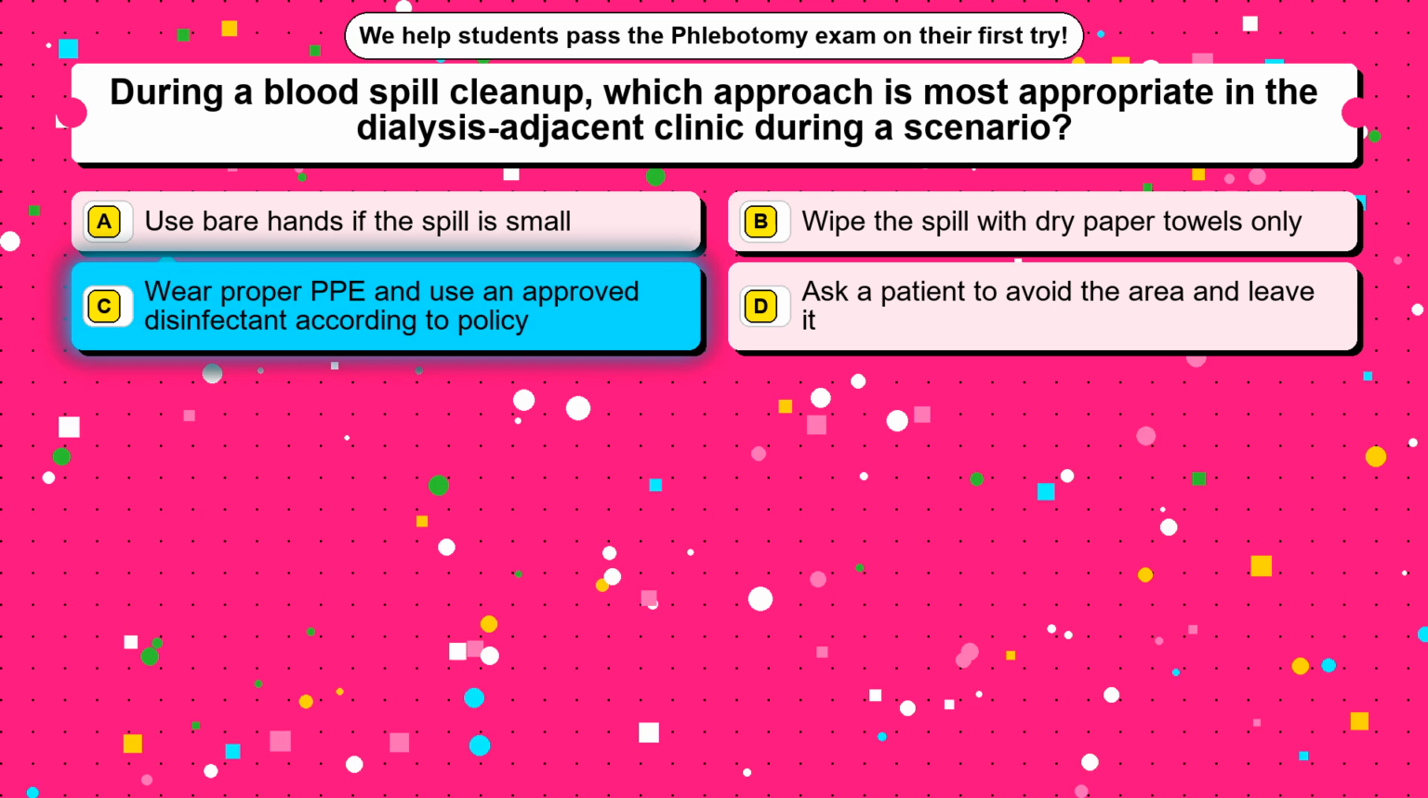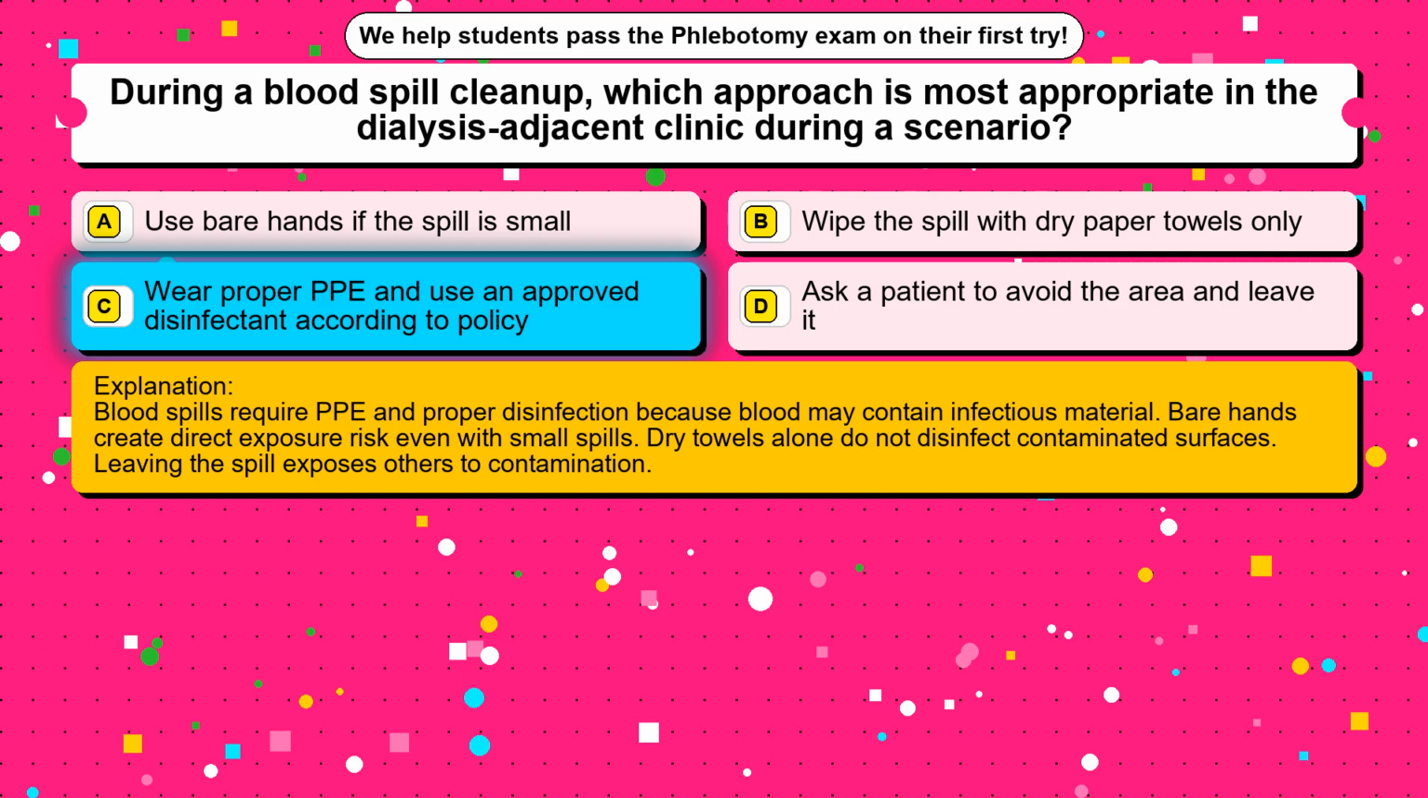Wear proper PPE and use an approved disinfectant according to policy. Blood spills require PPE and proper disinfection because blood may contain infectious material. Bare hands create direct exposure risk even with small spills. Dry towels alone do not disinfect contaminated surfaces. Leaving the spill exposes others to contamination.